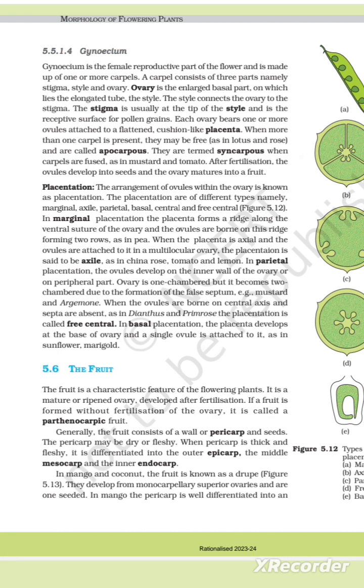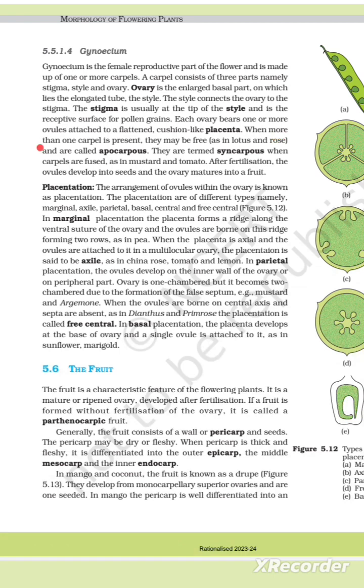5.5.1.4. Gynoecium. Gynoecium is the female reproductive part of the flower and is made up of one or more carpels. A carpel consists of three parts, namely stigma, style, and ovary. Ovary is the enlarged basal part on which lies the elongated tube. The style connects the ovary to the stigma. The stigma is usually at the tip of the style and is the receptive surface for pollen grains. Each ovary bears one or more ovules attached to a flattened cushion-like placenta.